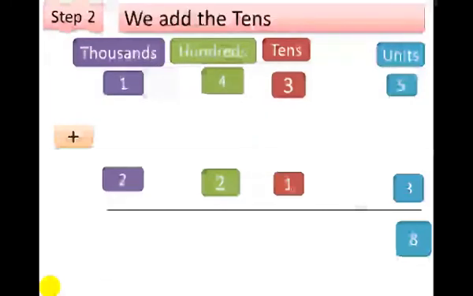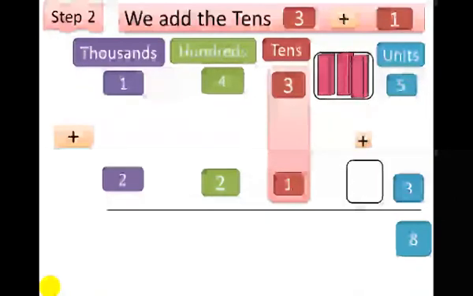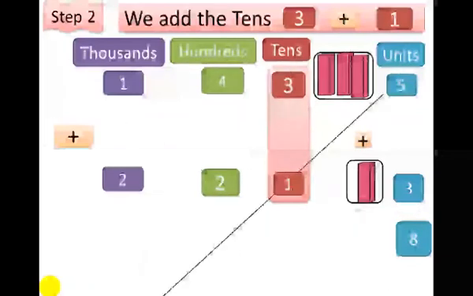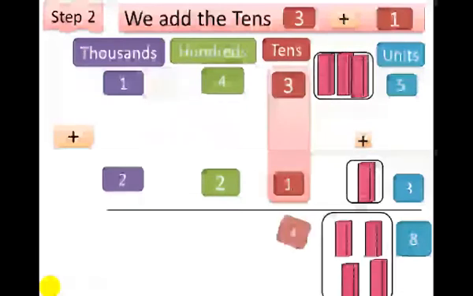Now let's look at the digits in the tens place. 3 tens plus 1 ten equals to 1 ten, 2 tens, 3 tens, 4 tens. 3 tens plus 1 ten equals to 4 tens.